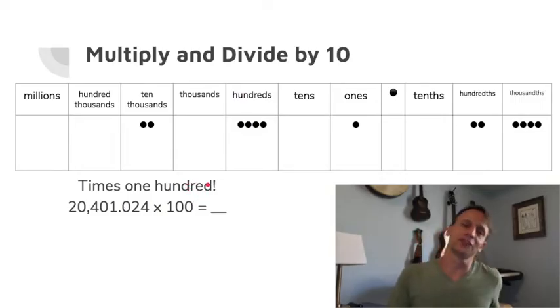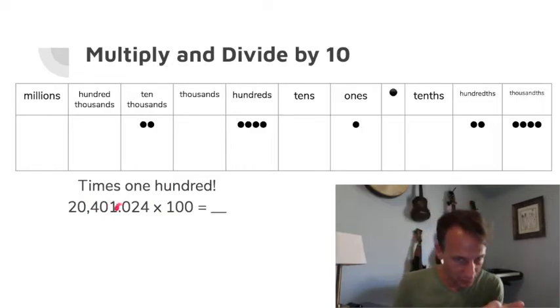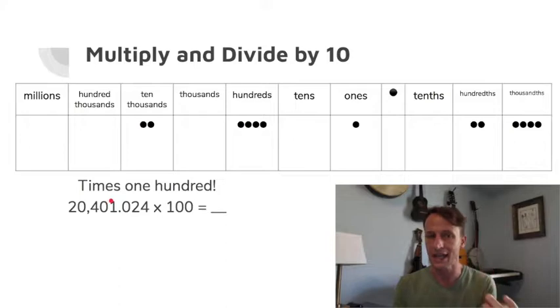Okay, I did this one just for fun. I can't resist. Cut me some slack, kid. All right. So let's read this number. Notice where the decimal point is before we start, and we have a comma here where we're going to say thousand. Okay, so 20,401 and 24 thousandths, and this is times 100.